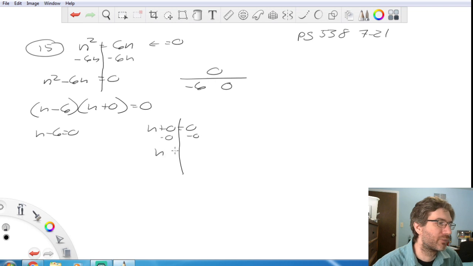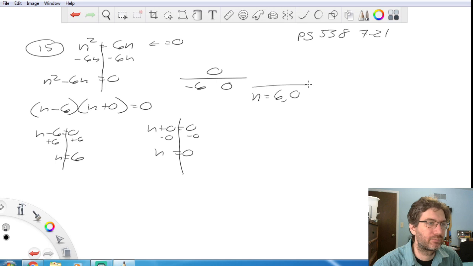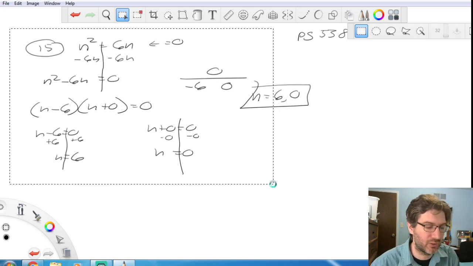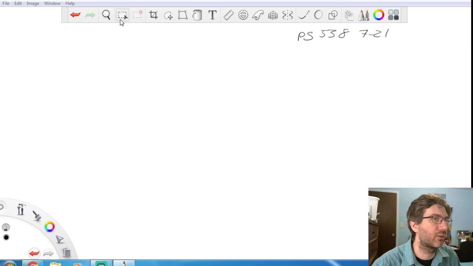So 0 is your answer over there. And over here, you can have positive 6. So in this case, n equals 6 and 0. Just so you know. And again, that makes sense. If you plug in 0 for n, you're going to get 0. Right? 0 squared minus 0 is 0. You plug in 6, 6 squared minus, or 6 times 6, is going to give you 0. So you can check them. I highly encourage you start checking them because that's how you really understand what's going on.